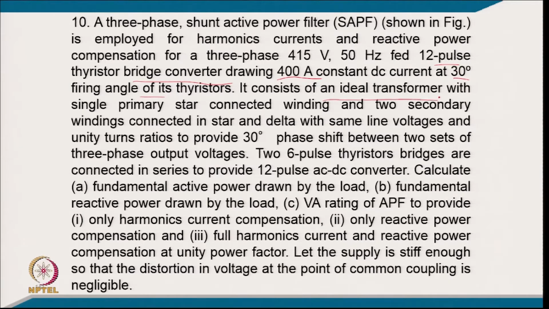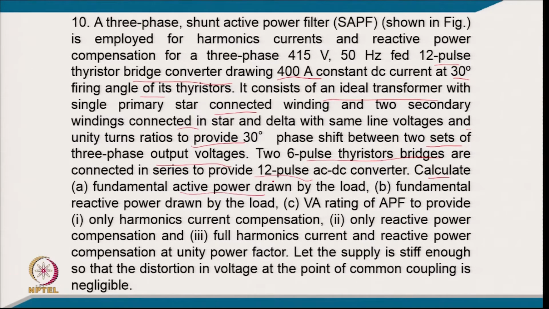It consists of an ideal transformer with a single primary star connected winding and 2 secondary windings connected in star and delta with the same line voltage and turns ratio to provide 30° phase shift between the 2 sets of 3-phase output voltage, and 2 6-pulse thyristor bridges are connected in series to provide a 12-pulse AC/DC converter.